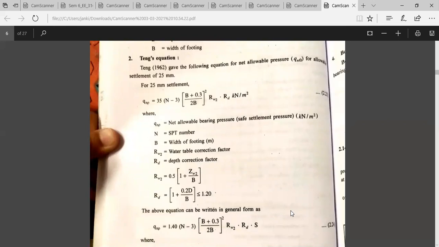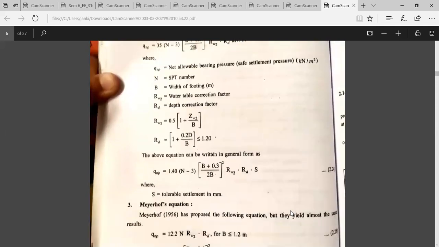So in 1962, Teng gave the equation for the net allowable pressure, which is known as q_np, for allowable settlement of 25 mm. For this 25 mm settlement, the equation is q_np = 35 (N - 3) ((B + 0.3) / 2B)^2 Rw2 Rd, measured in kilonewtons per meter square. So q_np is the net allowable bearing pressure measured in kilonewtons per meter square, N is the SPT number, B is the width of footing, Rw2 is the water table correction factor, and Rd is the depth correction factor.